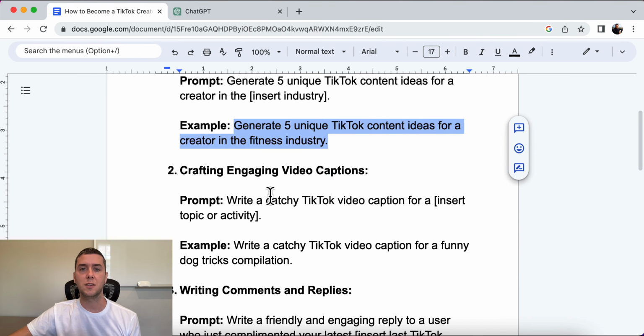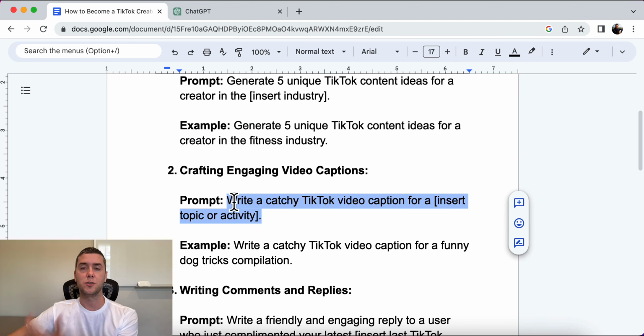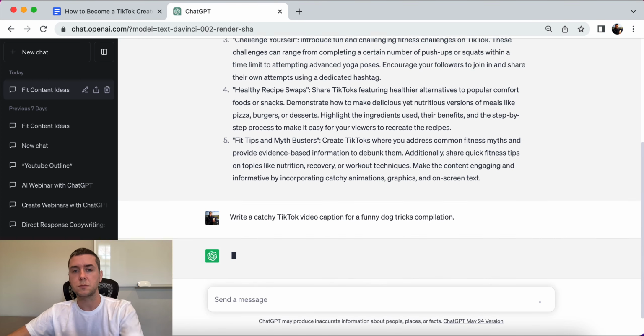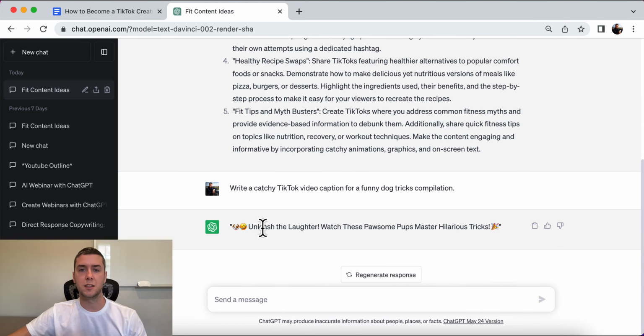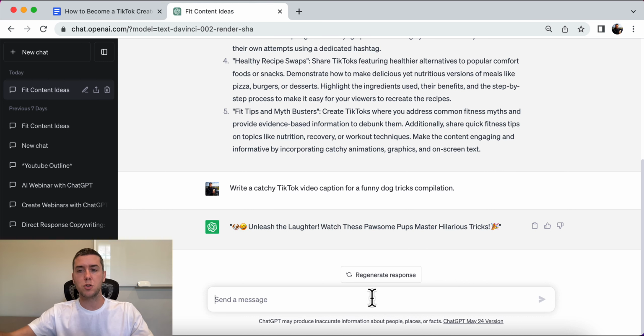All right. Number 2 is engaging video captions. All right. So the prompt is this: write a catchy TikTok video caption for insert your topic or activity. Okay. So we are going to be writing a video caption for a funny dog tricks compilation. Okay. Let's see what it gives us. All right. Unleash the laughter. Watch these pawsome pups master hilarious tricks. Perfect. They add emojis into it.